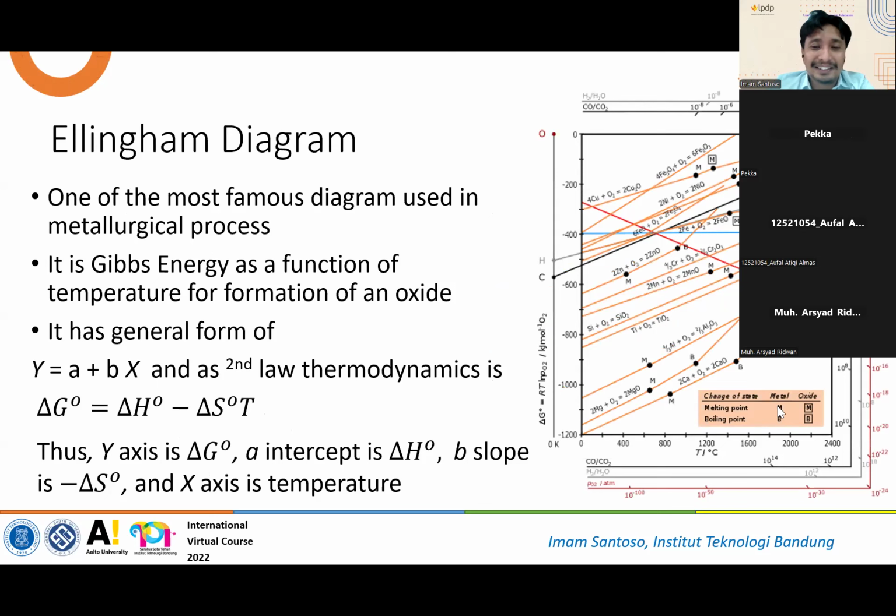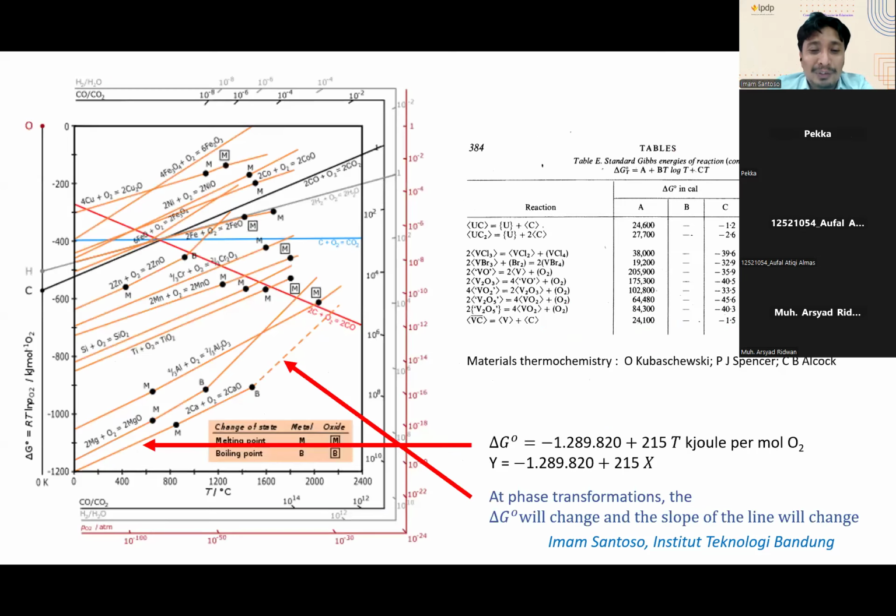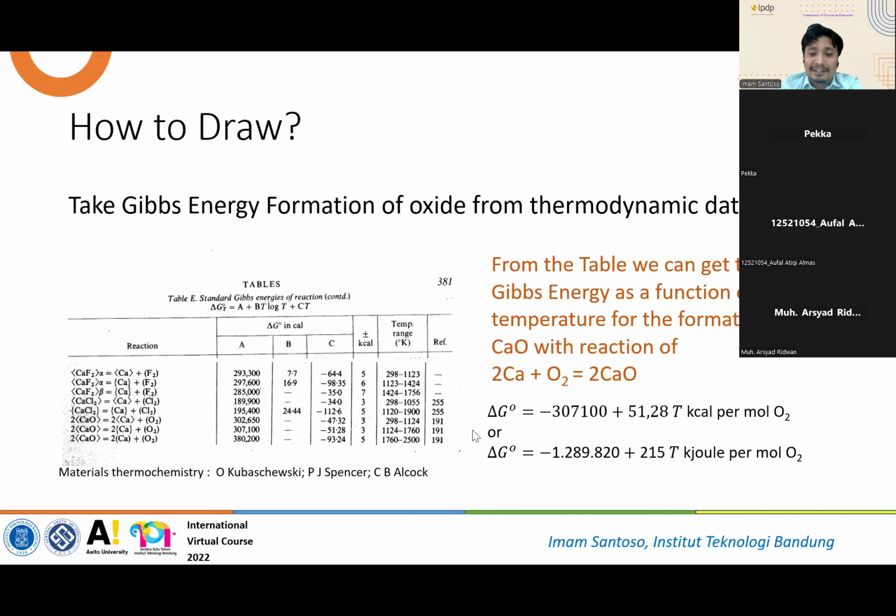Okay, this is how to draw the Ellingham diagram. Okay, guys? So this is the example. The delta G here, for example, for the CaO that we already obtained, is in calories, but in joules, we have to divide it by 4.2 because 1 calorie is 4.2 joules.